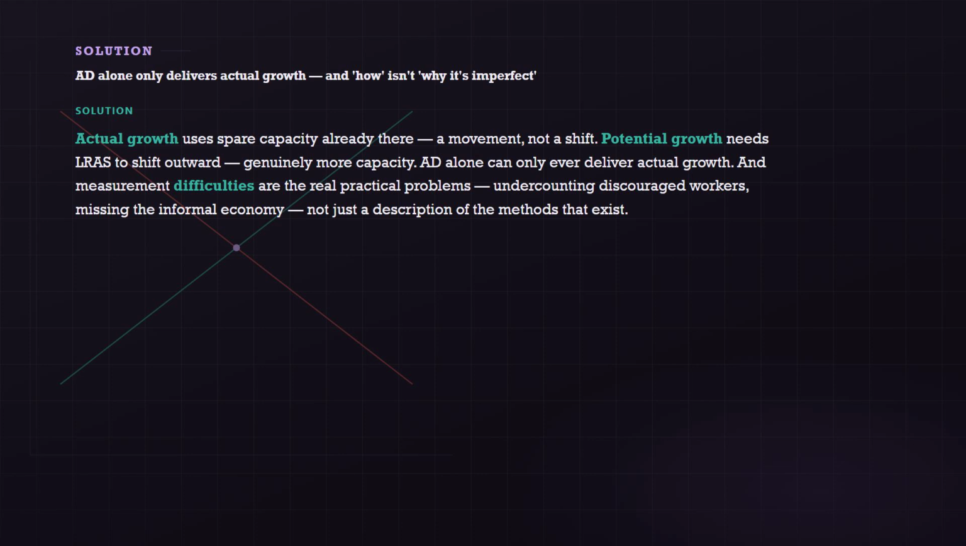It cannot shift LRAS outward by itself. And difficulties in measuring unemployment are the real practical problems with a measurement. Undercounting discouraged workers, missing the informal economy, and so on. Not simply a description of the different measurement methods that exist. Explaining how something is measured isn't the same as explaining why that measurement is imperfect.